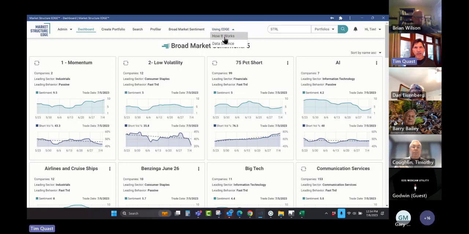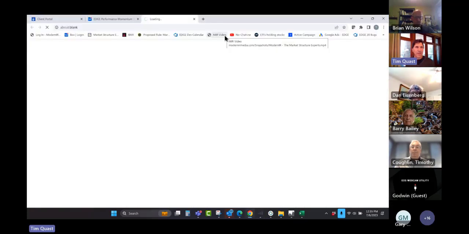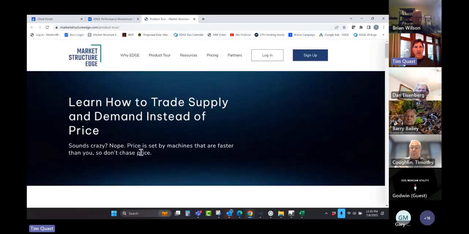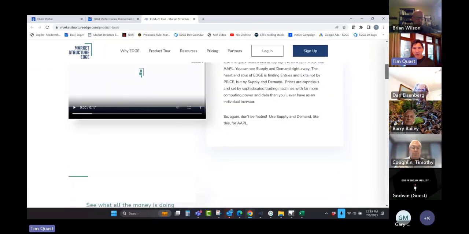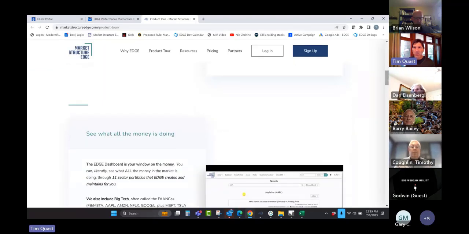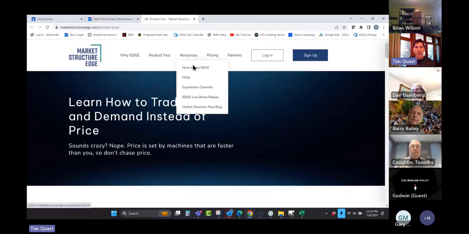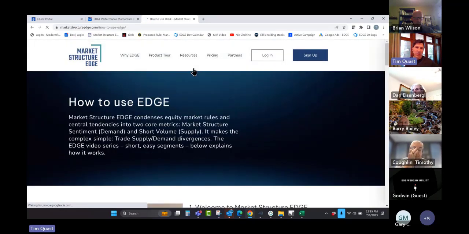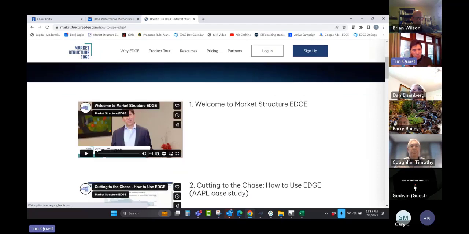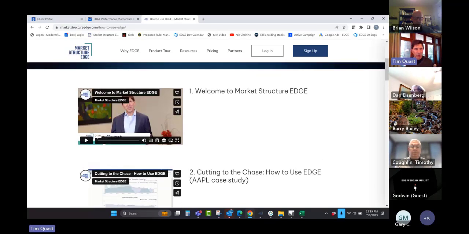Well, if you go up here and hit how it works, this should, in theory, take us over to the landing page, and it will say learn how to trade supply and demand instead of price. There are a number of videos here that will help you. Those are fairly general, but they hit many of the high points. If you go to resources and hit how to use Edge, there are the intro videos. I'm not trying to push you off to these videos, but I think they're short, quick, snappy snippets that will help you understand how to use the platform.